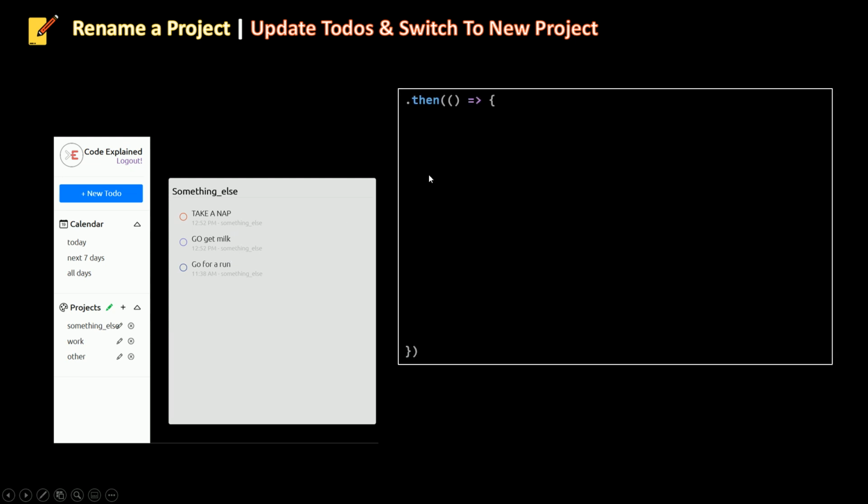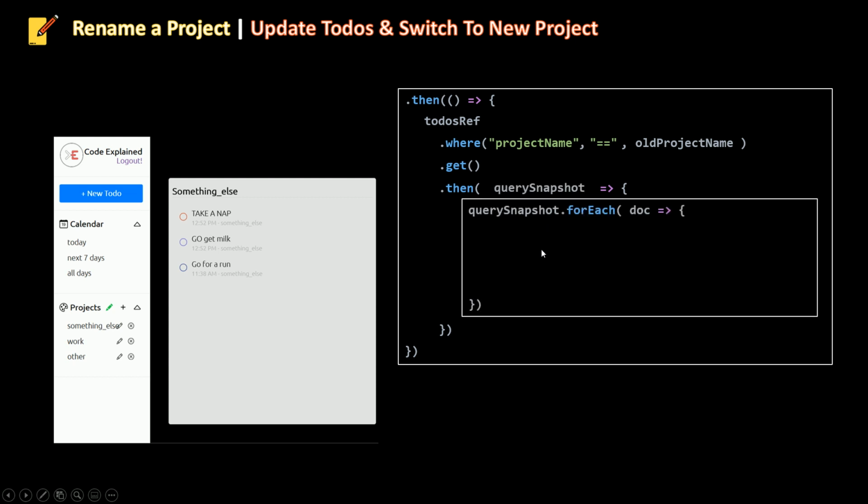So I'm gonna append a then method there. I'm gonna use my to-dos reference, my to-dos collection reference, and then I'm gonna use a where clause again because I need just the to-dos whose project name is the same as my old project name. I'm gonna get those, and then I'm gonna get a query snapshot. So I'm gonna use a forEach because a query snapshot is an array of all the docs of all the to-dos that verify this condition here.